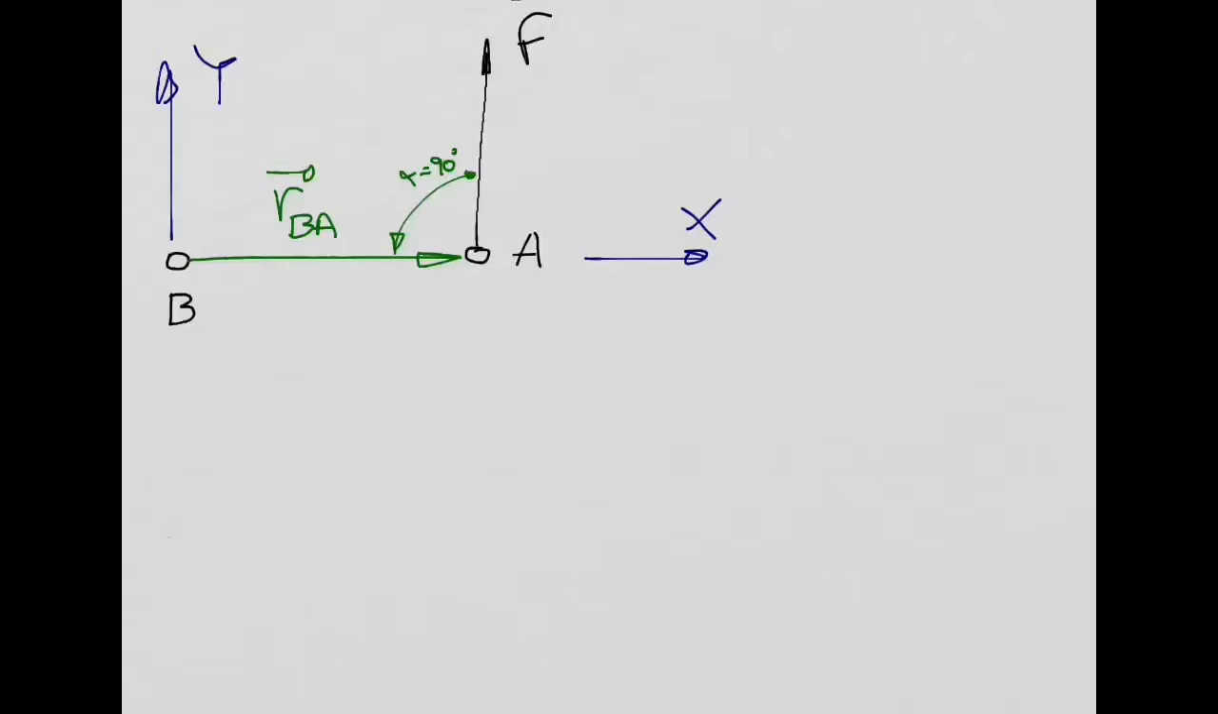So let's do the same example, which is to calculate the moment about point B, but now using a different technique. We know that this moment is going to be a vector in the z direction. And we know that this moment is calculated from the cross product, right? RBA times F.